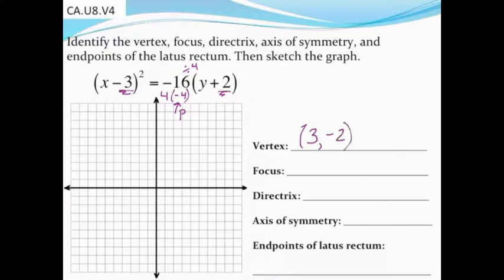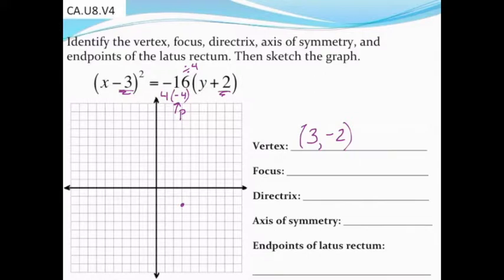Let's actually go ahead and get that on the graph. So 3, -2 is going to be right there, representing the vertex of my parabola. The next thing I would probably do is figure out what direction this parabola is facing. Is it an up, down, left, or right opening parabola?